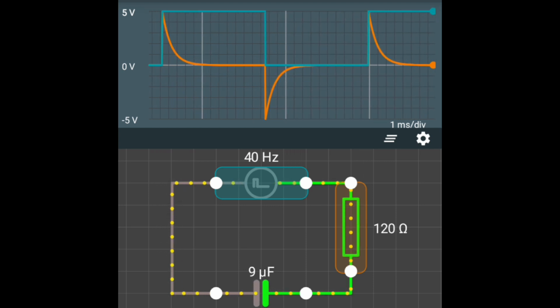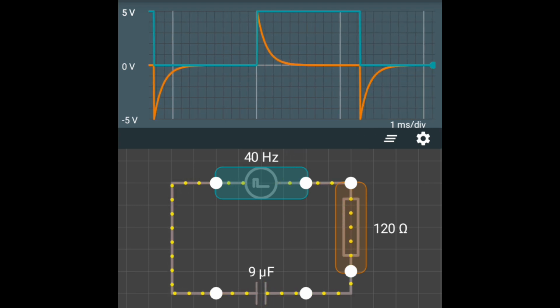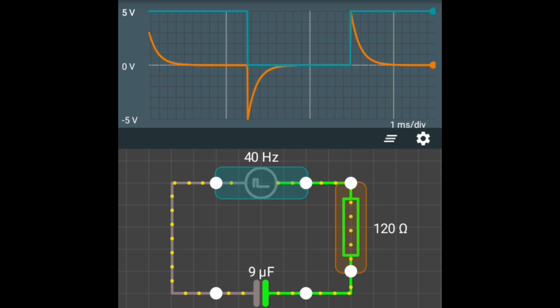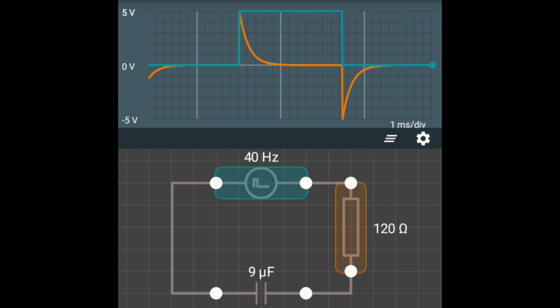How does it work? A differentiator circuit responds to changes in the input voltage rather than the voltage itself. The capacitor blocks direct current (DC) and only allows rapidly changing signals (AC) to pass through.